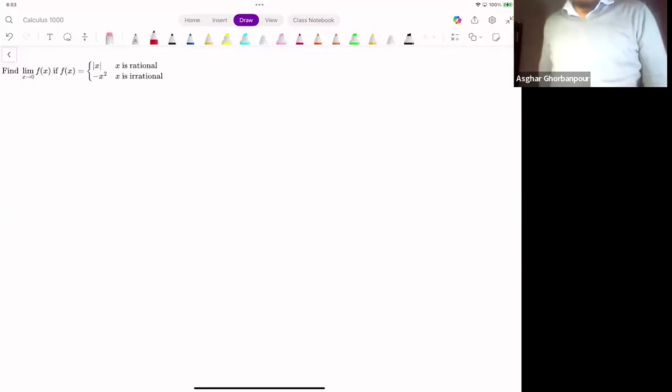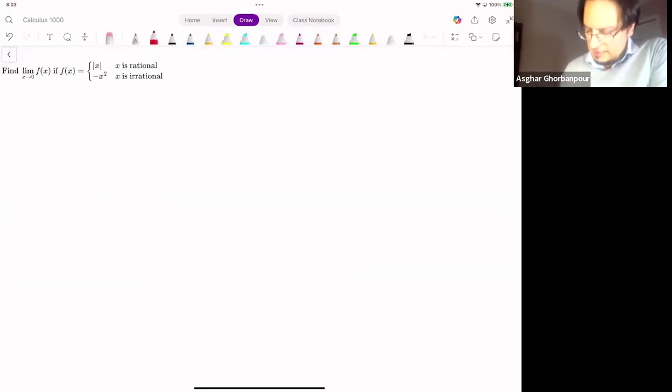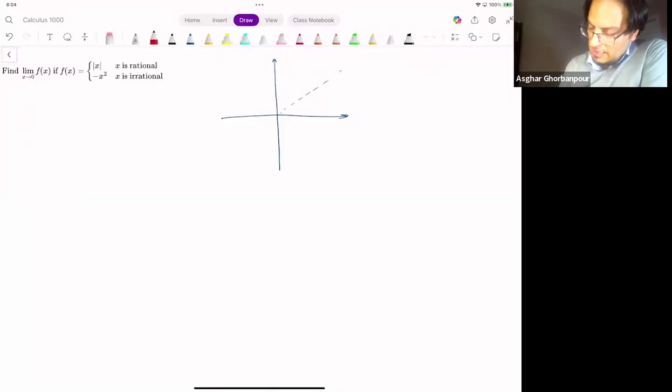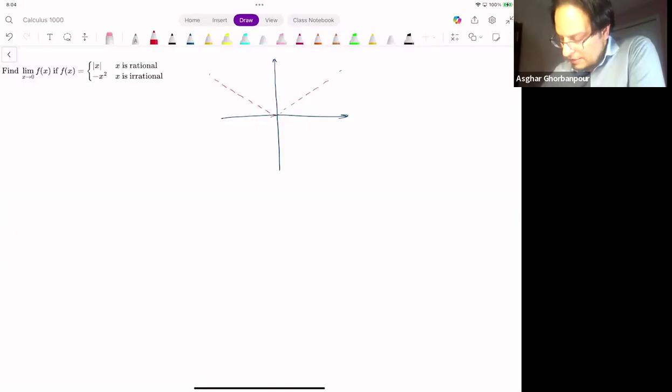I think we did an example in class similar to this, yes. Here is a function that is defined a bit strangely. Actually, it is similar to one of the questions in the textbook. It says that on the rational numbers, it is absolute value of x. On the irrational numbers, it is this upside down parabola, minus x squared. This is absolute value of x.